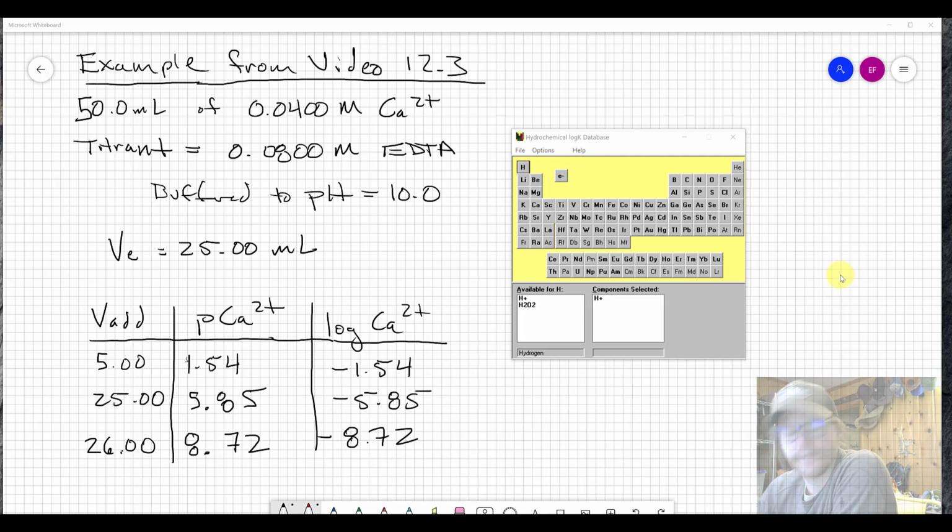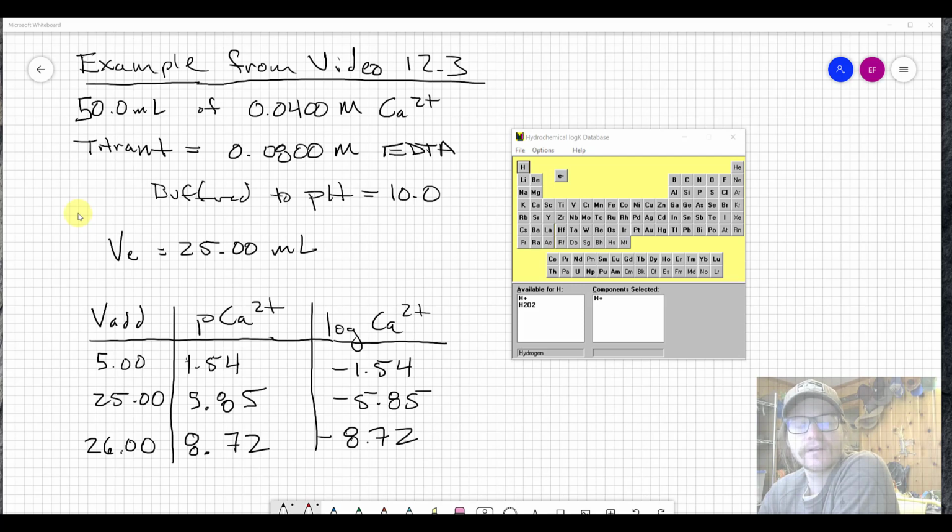So I wanted to record a quick video showing you how to compute the EDTA titration curves with Hydra and Medusa, because this is a really powerful, simple program. I'll do that by computing the example that we just did by hand in the previous video, 12.3. What I have written on the whiteboard behind me are just the constraints of the problem.